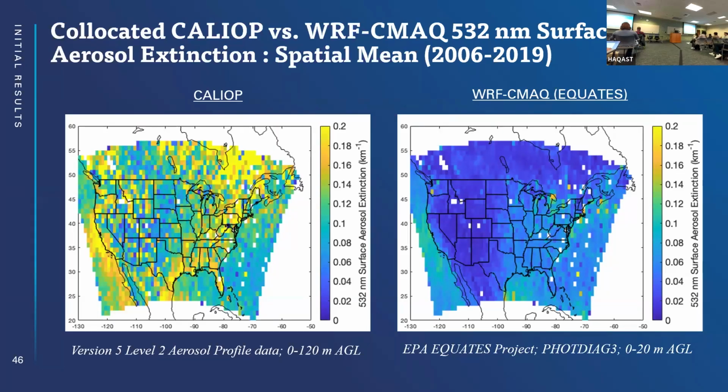Even though the spatial variability does look similar, two regions really stand out to me. In eastern Canada, we see really enhanced aerosol extinction, which isn't really showing up in the WRF-CMAQ data. We're looking into what could be causing that. And then off the coast of California, we see really large values as well, which is interesting, because it is showing up in the CMAQ data, but just not anywhere near the magnitude as with Calypso.